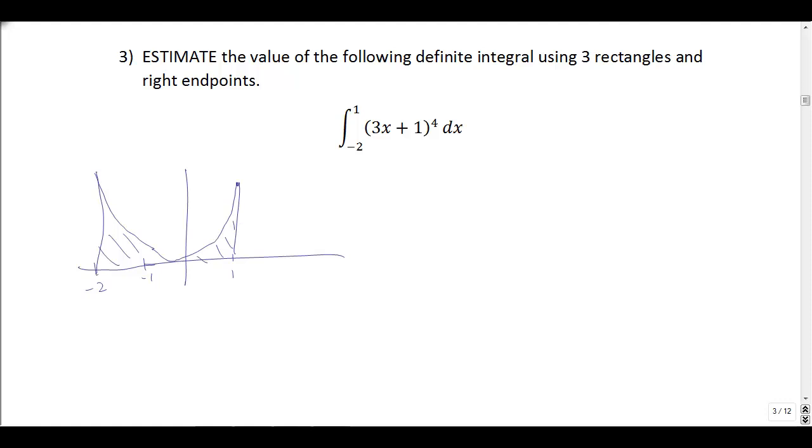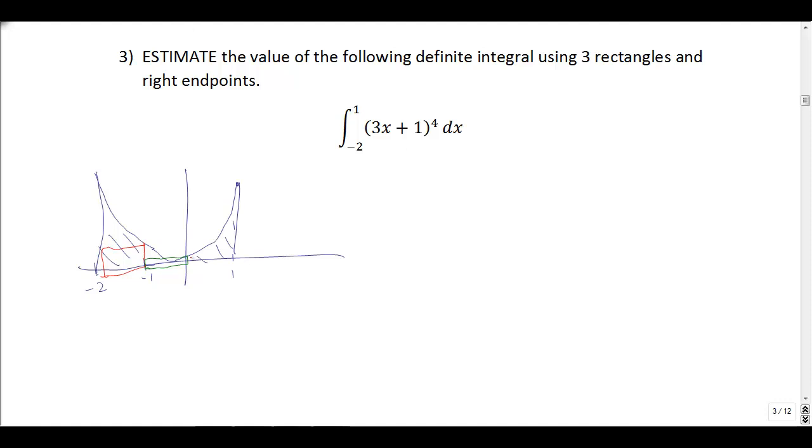Now to do that, we're going to use 3 rectangles and right endpoints. So the first rectangle is going to go from -2 to -1, and the right endpoint means the height of that rectangle is going to be the function value at -1. Second rectangle is going to go from, so we do a green, -1 to 0, and our height is going to be the function value at 0. Note that's not 0, it's 1.